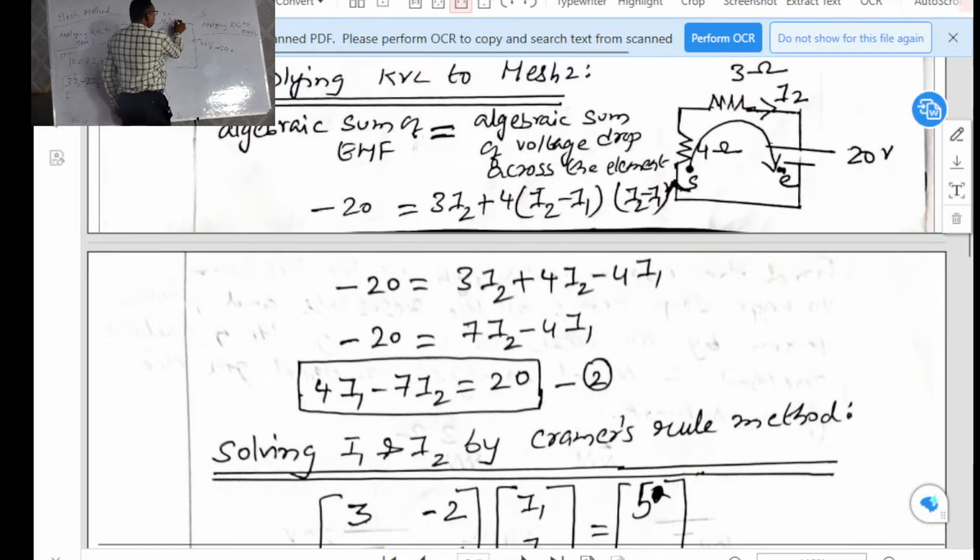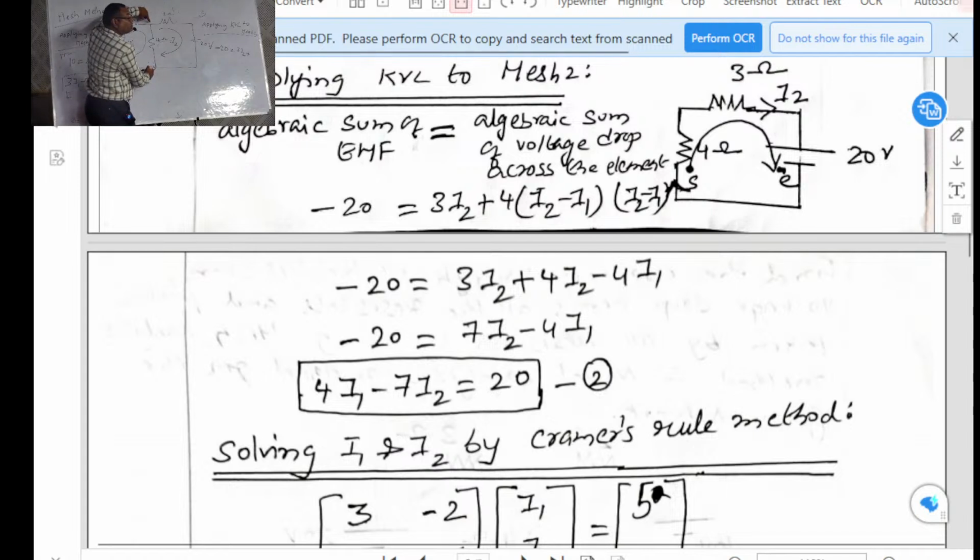What is the current in this one? What is current in 3 ohms? I2. 3 into I2, first drop. Now tell me, what is current in 4 ohms?